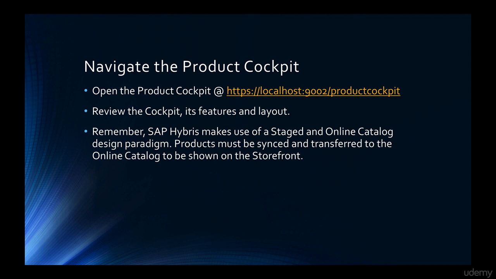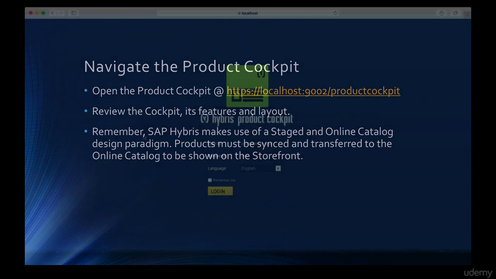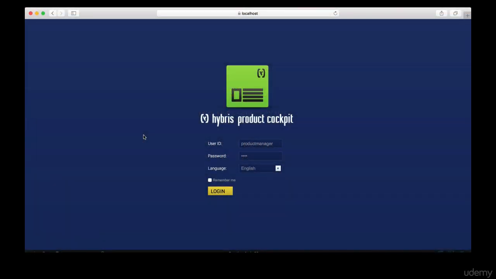It's important you're familiar with the cockpit, as we'll be using it extensively in this tutorial. Remember, SAP Hybris makes use of the staged and online catalog design paradigm. Products must be synced and transferred to the online catalog to be shown on the storefront. The staged catalog is exclusively for back-end, perhaps product owner users, to edit the catalog prior to being shown to the end user.